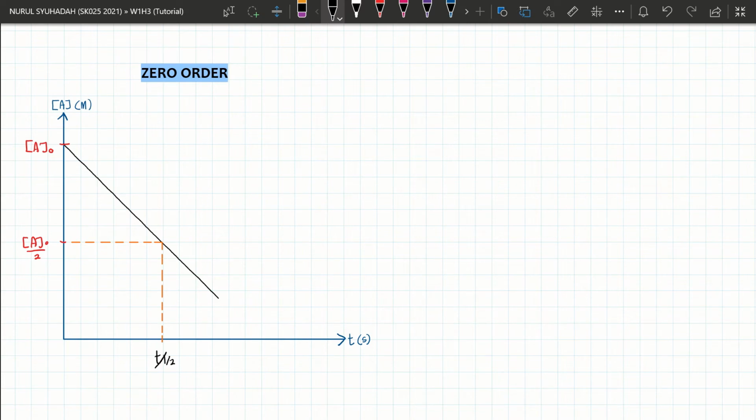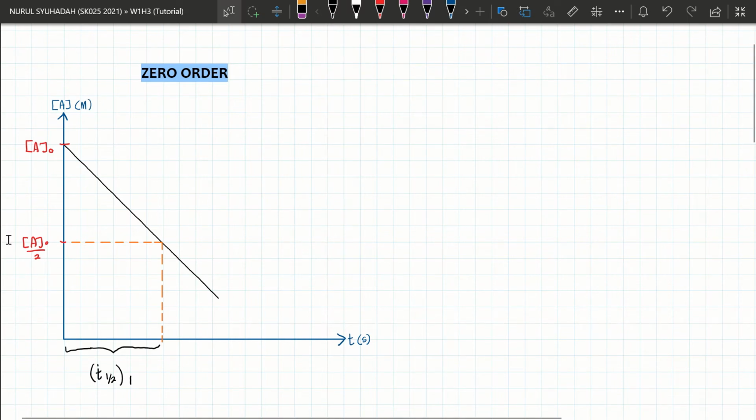But this is not the way of labeling the half-life for this method. The way to label is like this: the whole thing over here you will label as the first half-life, T half 1, like that. And then the second half-life. The second half-life will be half from this concentration, so half from this one will be initial concentration over 4, a quarter of it.